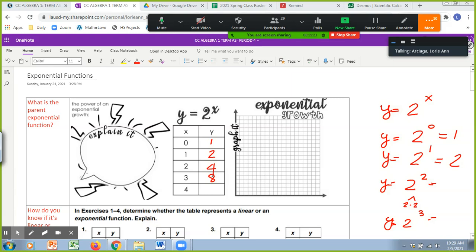2 to the fourth power. What would that be? 2 to the fourth power. Anyone? 16. Very good, George.